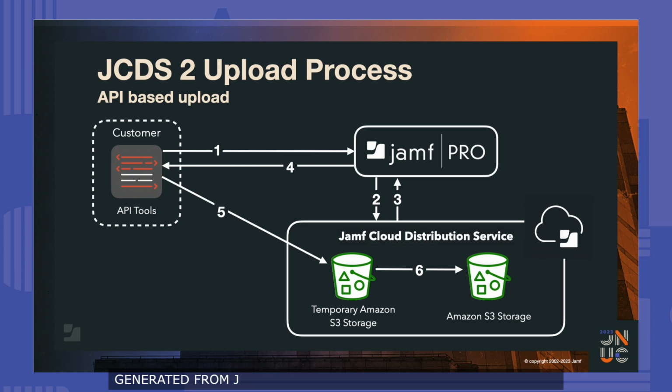Step three is JCDS is going to return those credentials, of course. Step four is that they're used to upload the file and are returned to the API client. And then step five is actually, again, using the credentials to upload. Again, this is all through the API. The file goes right to JCDS.